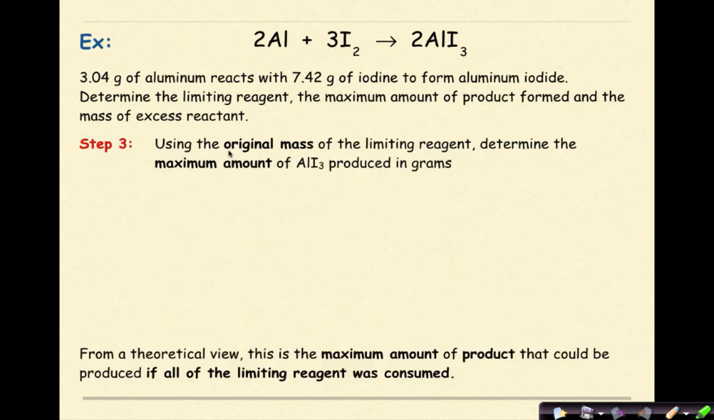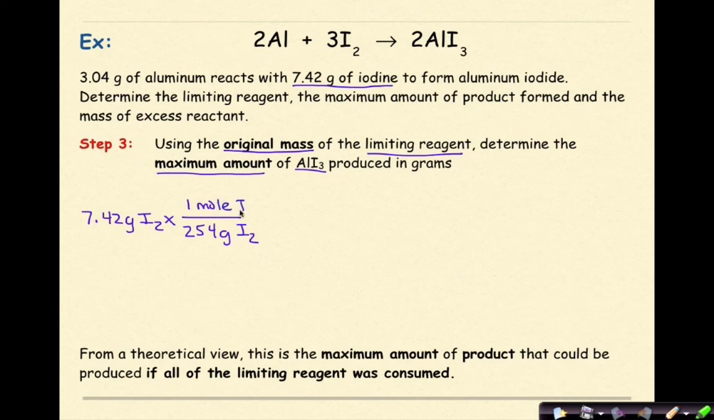Step 3 is to use the original mass of the limiting reagent and determine the maximum amount of AlI3 produced in grams. I know that there are shortcuts here, but for the sake of not making mistakes, my suggestion to you is to always go back to your original masses. So the original mass of the limiting reagent, we determined that iodine was our limiting reagent. There is going to be a little bit of overlap here, but really that's okay. So I'm going to start out with my original mass, which is 7.42 grams of I2, and I'm going to convert that into moles. I know from my previous example that there is 254 grams of I2 in 1 mole of I2.